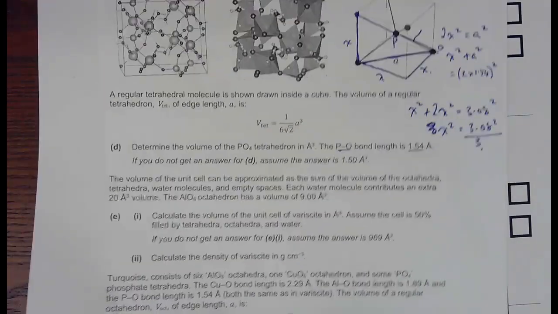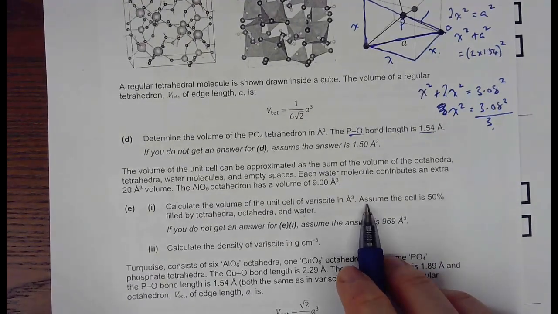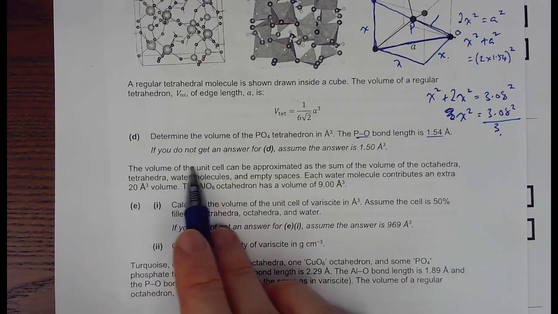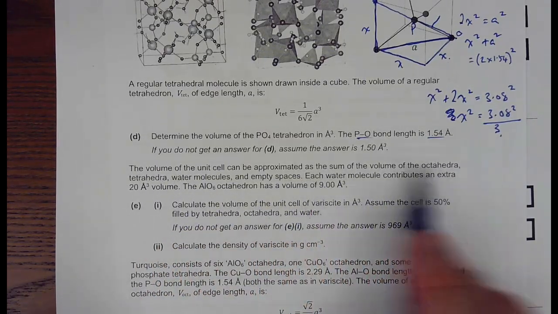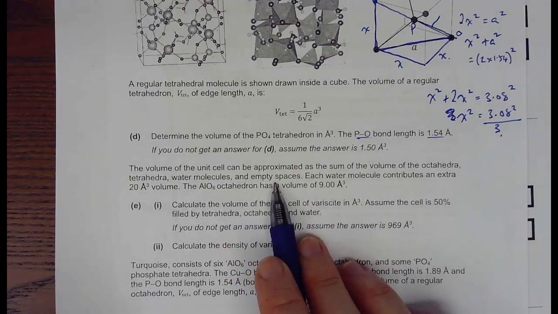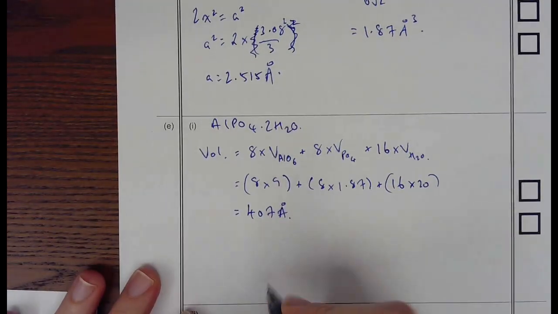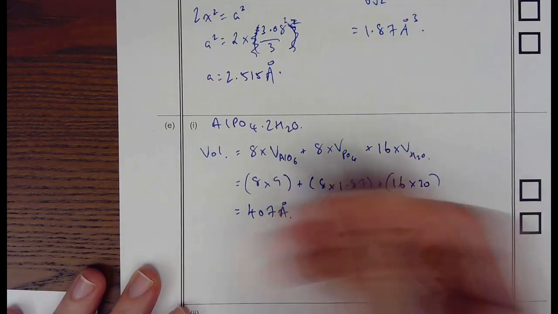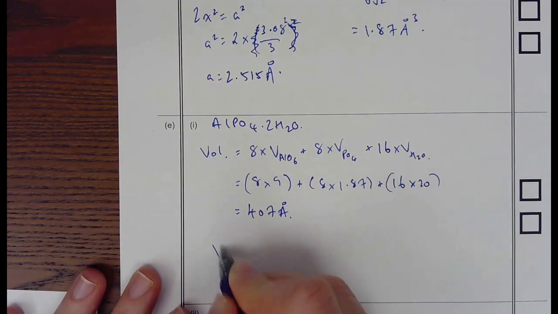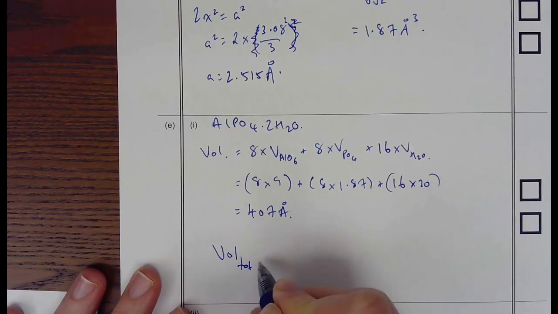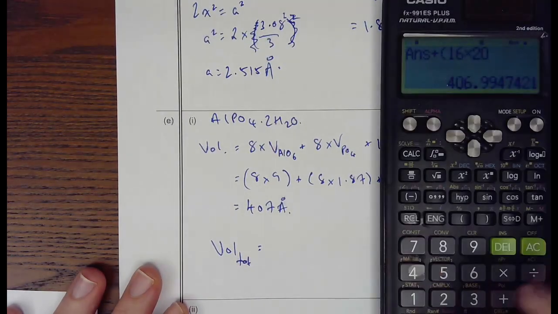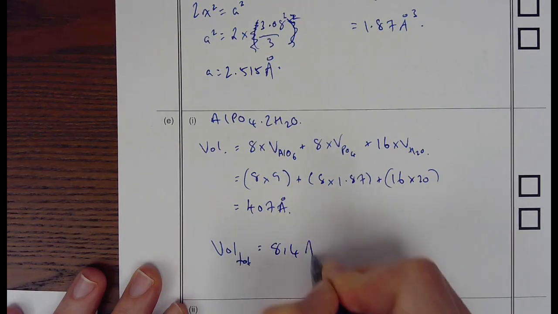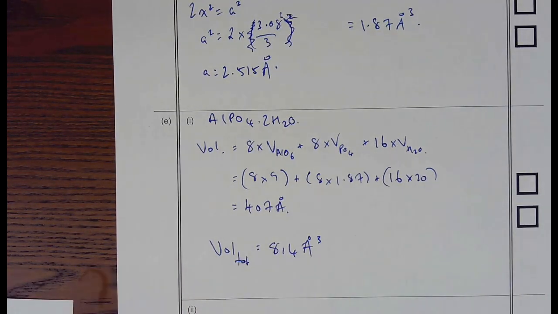But don't forget, we are told that we should assume the cell is 50% filled by tetrahedral, octahedral and water, but the actual volume of the unit cell is approximated by the sum of the octahedral, tetrahedral, water molecule and any empty space. So if it's only 50% of that, that's the volume of the things. So the actual volume, let's call it volume total, is just going to be that times 2. So that's going to give me 814 angstroms cubed.